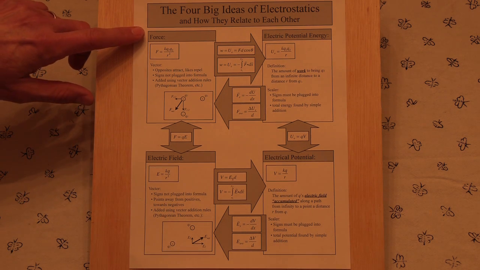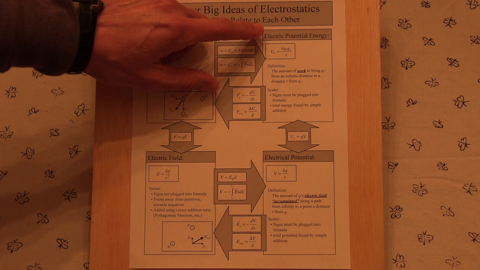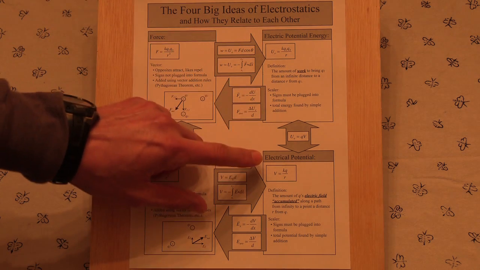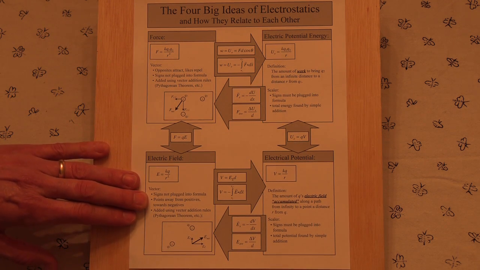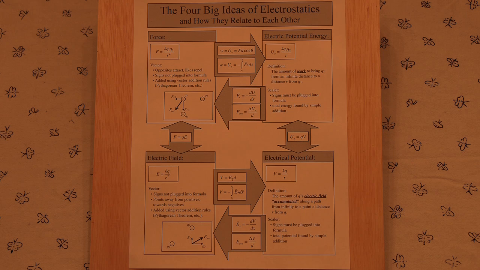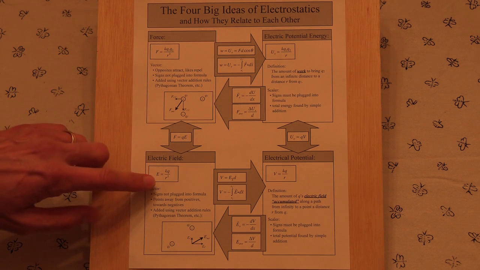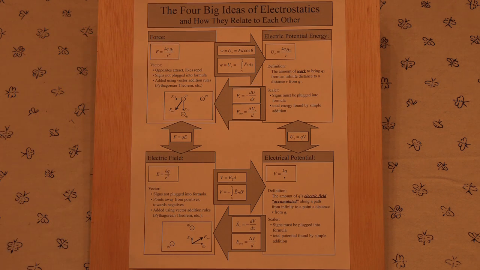So what are these four ideas? Well, as I mentioned in the first video, there's force, electric field, electric potential energy, and electric potential. On this side, the force and the electric field, these are vectors. Okay, what that means is direction matters. So that also means you do not plug in signs. If there's a negative charge, you don't plug in the negative in these formulas. The negatives and positives allow you to figure out the directions of the forces involved or the directions of the electric field.